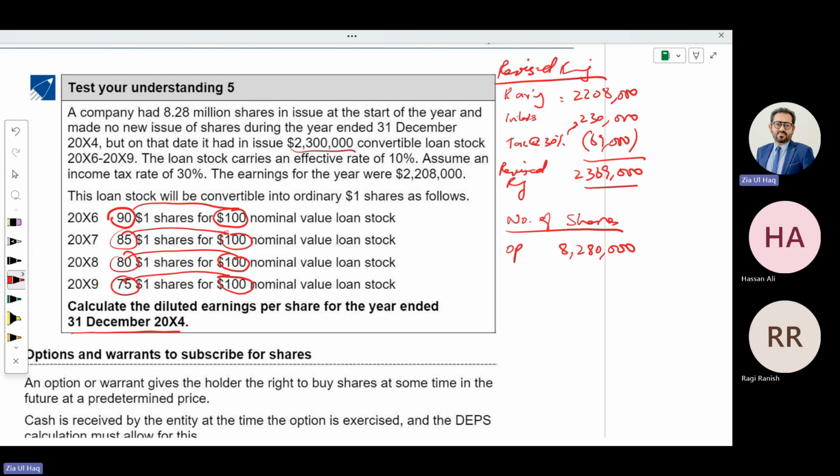There is no information given, but they have provided information against 100 value debt. They can take 90. What is highest: 90, 85, 80, or 75? 90. So see, extra shares. 2.3 million is the value. And for every 100, they can get 90. Through this, we can calculate shares. This is 90, not the number of shares. Meaning against every 100 debt value, they can take 90 of dollar one shares. How many shares? 70,000. So we can add both.